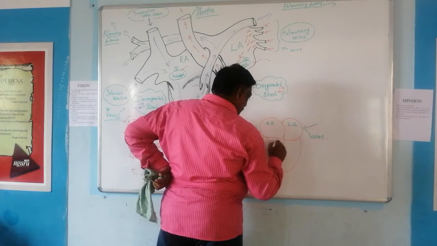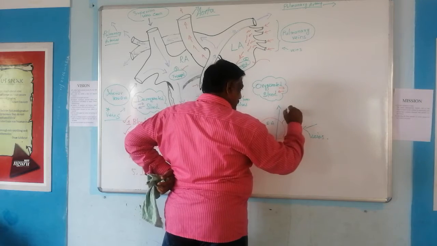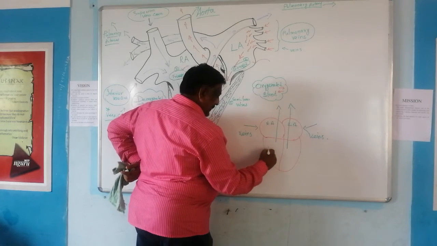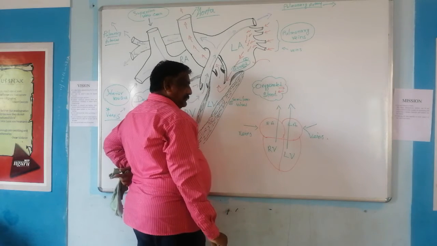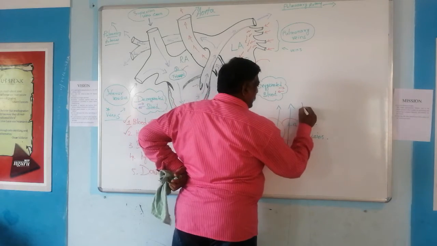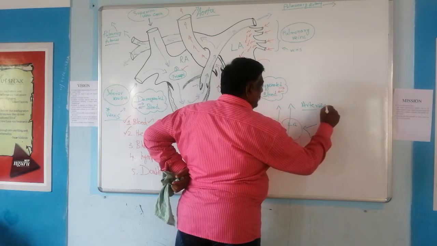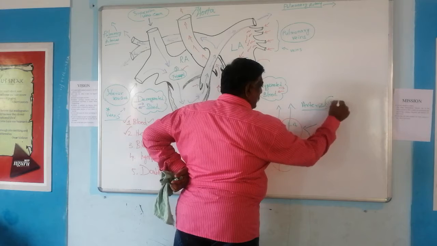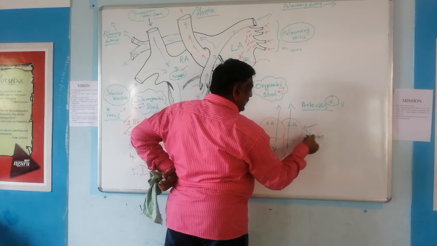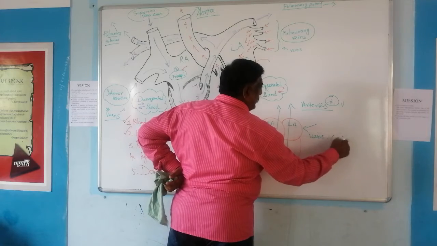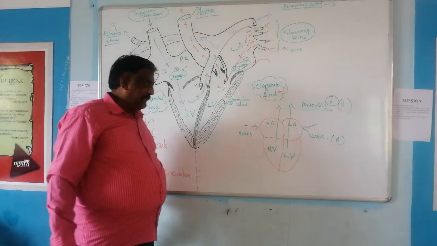And from here, there is a blood vessel going out. From here, there is a blood vessel going out. That is from the right ventricle and left ventricle. And these two are arteries. Remember, arteries emerge from the ventricle and veins enter into the auricle. If you remember this, it's very easy.